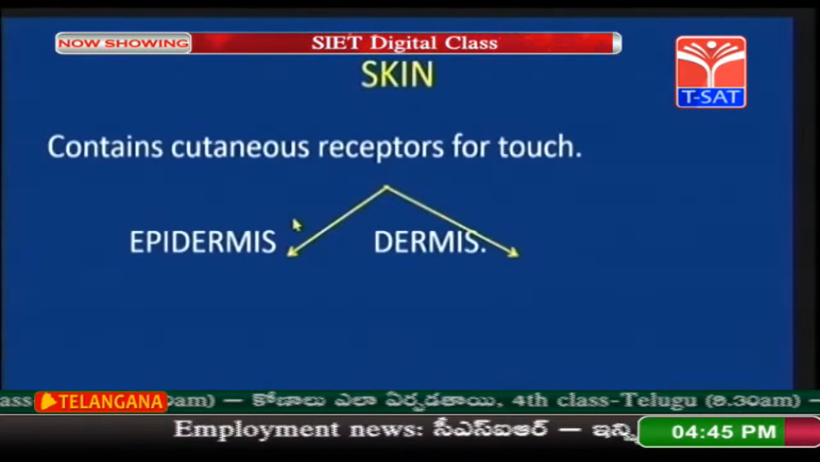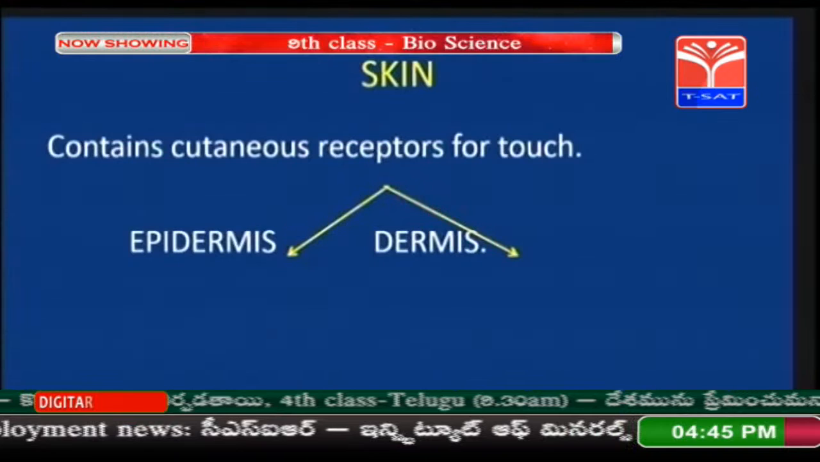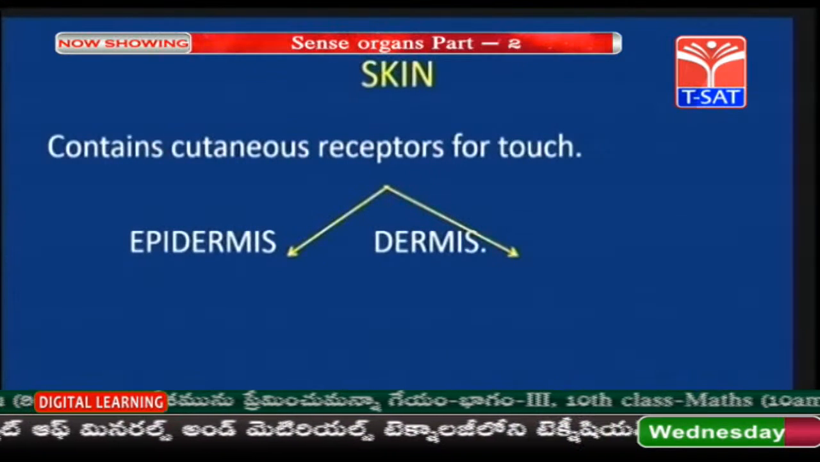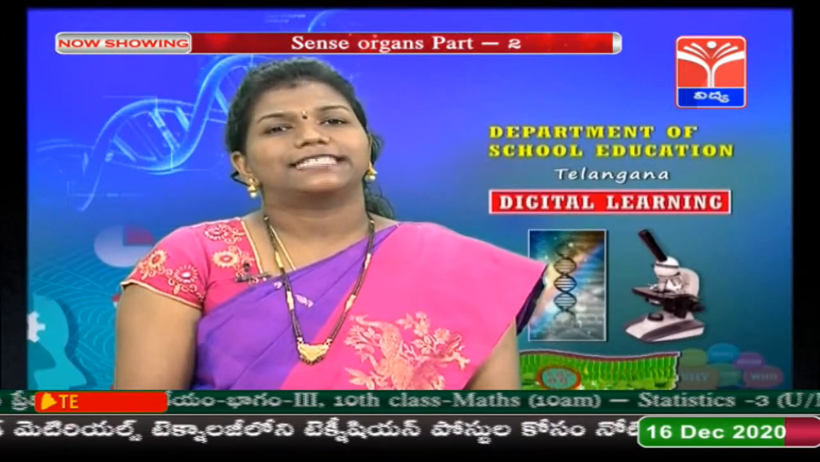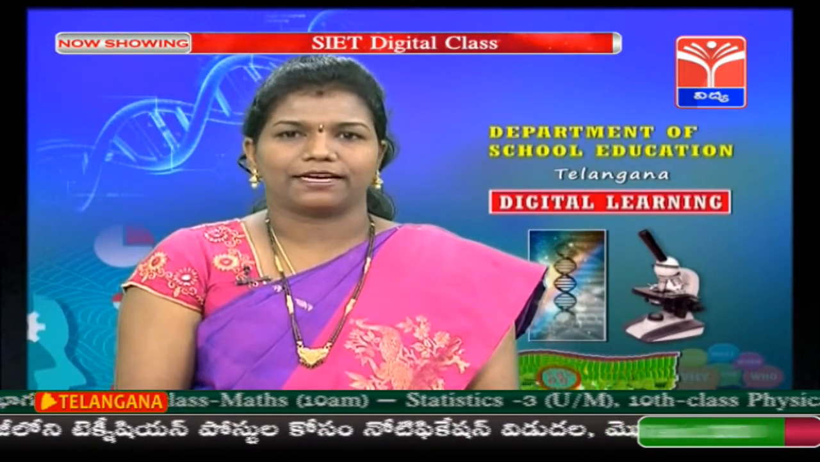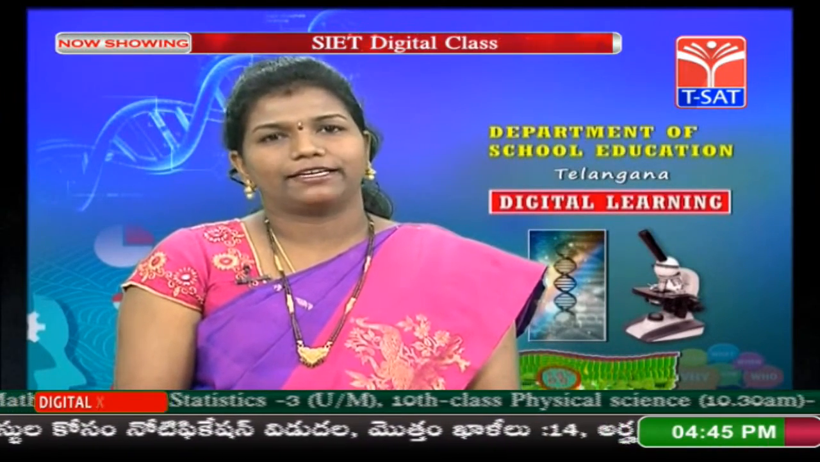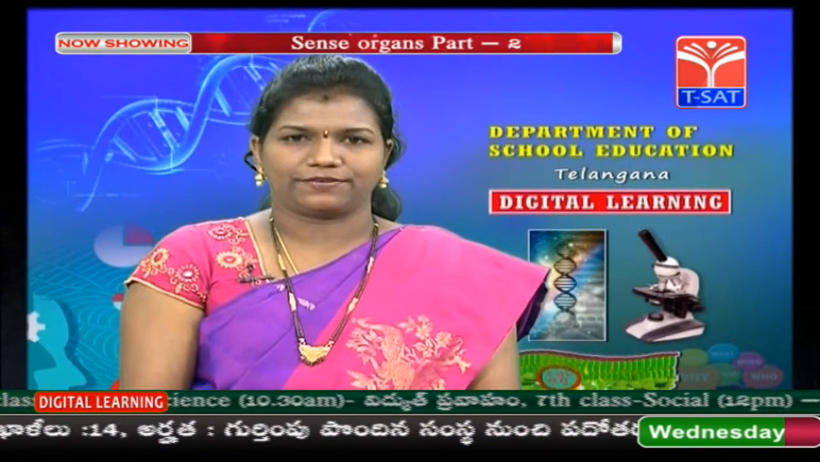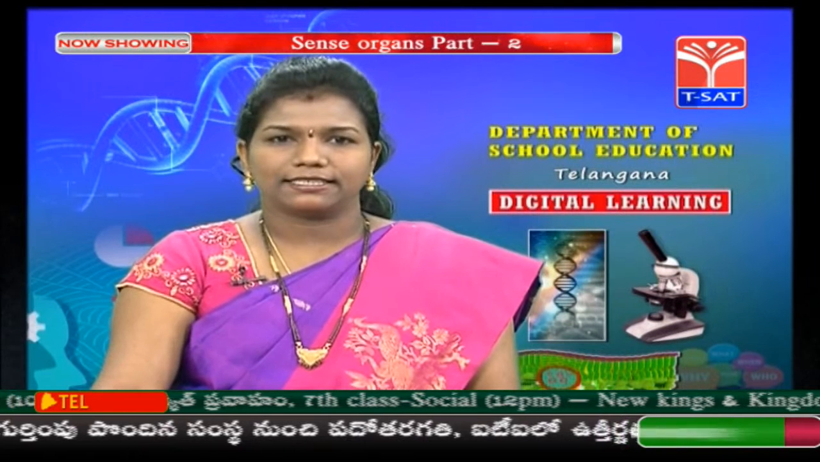It is the biggest sense organ of our body, right? And it is the first level of protection, right children, from invading germs. So skin contains cutaneous receptors for touch. So it is divided into 2 parts, epidermis and dermis specifically. So this is the dermis, children.